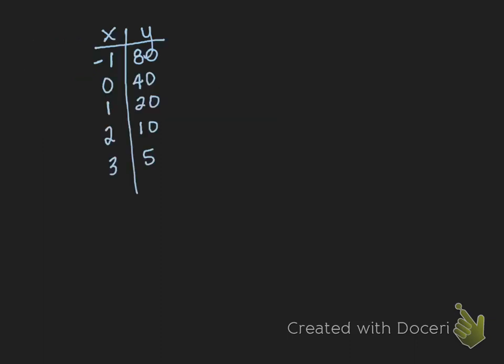So looking at this example, I have a data table. It's written in order where an input of -1 gives an output of 80, an input of 0, an output of 40, 1 is 20, 2 is 10, and 3 is 5.